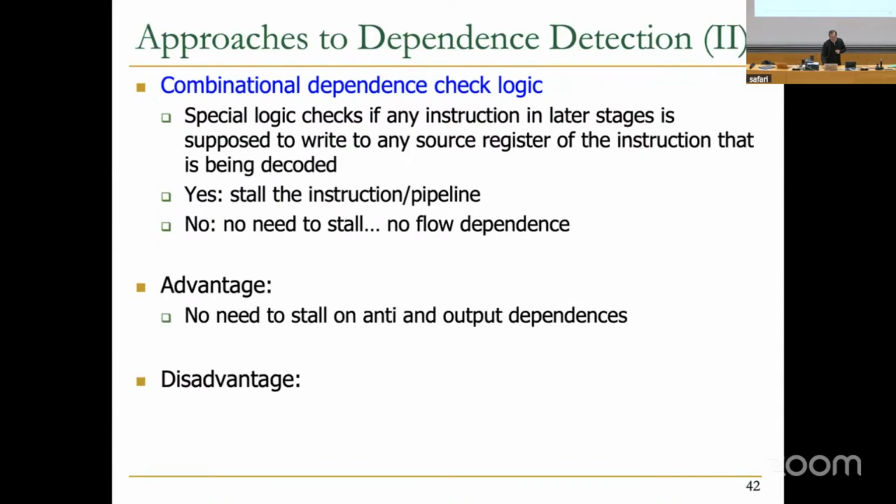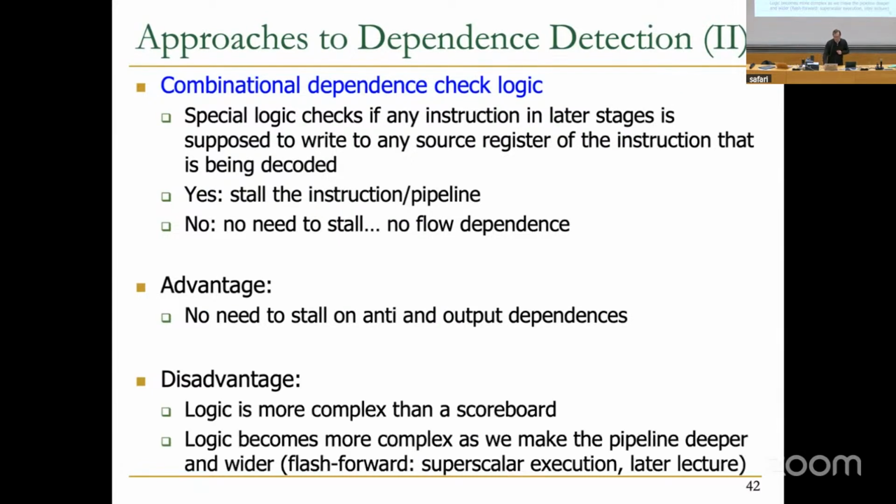So the advantage of this is there's no need to stall on anti and output dependencies. It's very clean. We just check for flow dependencies. The disadvantage is logic is more complex than a scoreboard. And logic becomes actually more and more complex as your pipeline becomes deeper and deeper. We have a very simple 5-stage pipeline here. If you make it 15 stages, then you need to check all of those stages downstream.